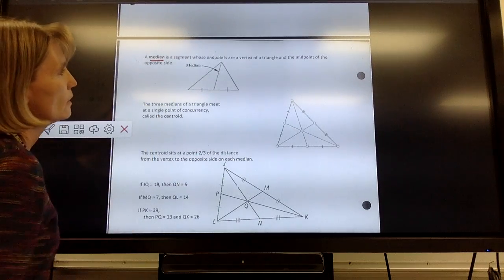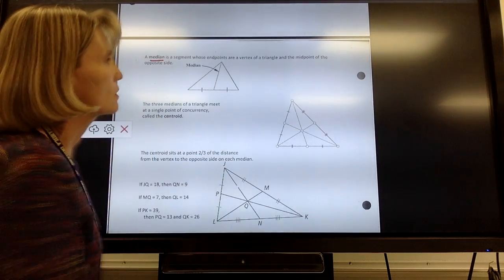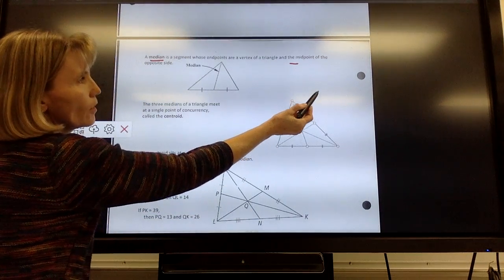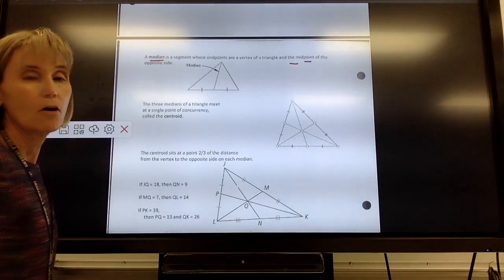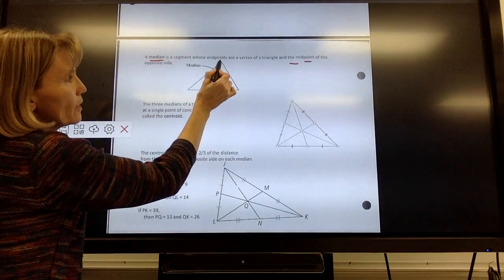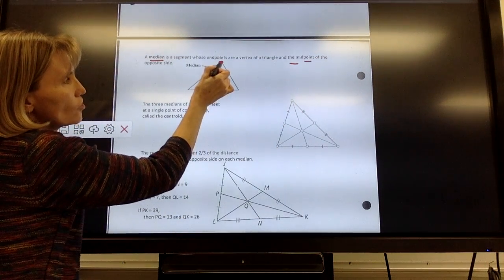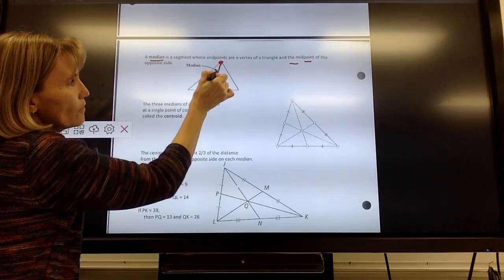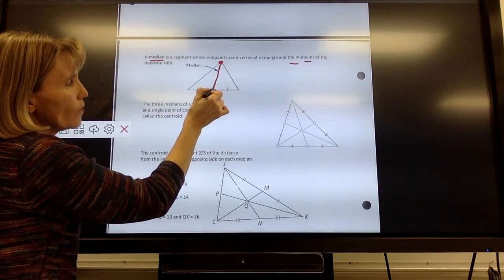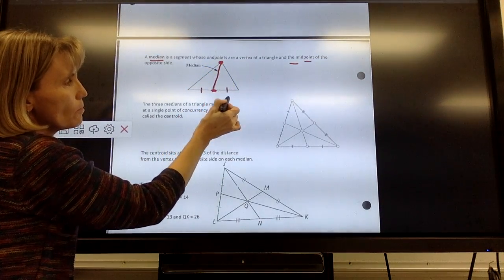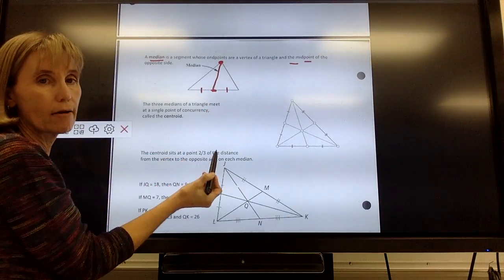So a median is a segment whose endpoints are a vertex of the triangle and the midpoint of the opposite side. So I'm going to pick a vertex on the triangle. I'm going to draw a line to the middle of the opposite side. This is the middle right here because I have a tick mark on both sides. It's cut that side in half.